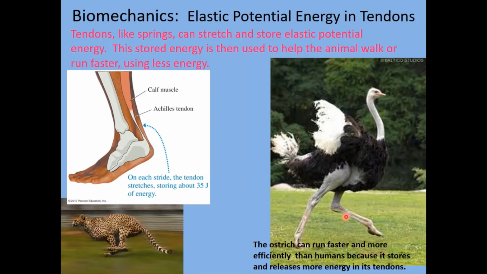For example, you can see in the ostrich, you can see the long tendons in its leg that give it a biomechanical advantage to be able to run faster and more efficiently than humans. And of course, the cheetah takes this to an extreme, right, with its ability to run greater than 70 miles per hour.